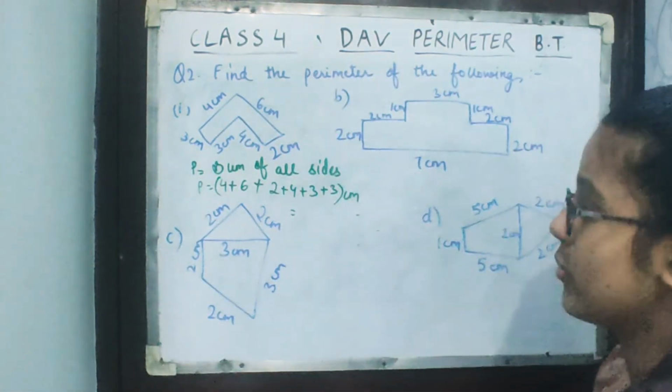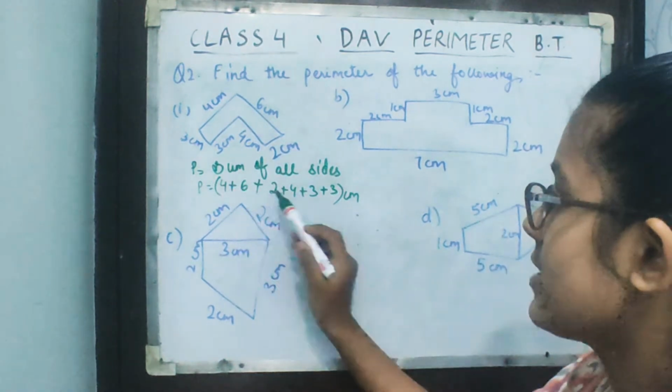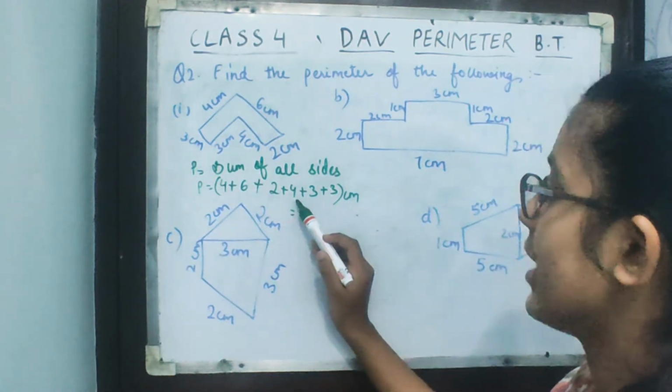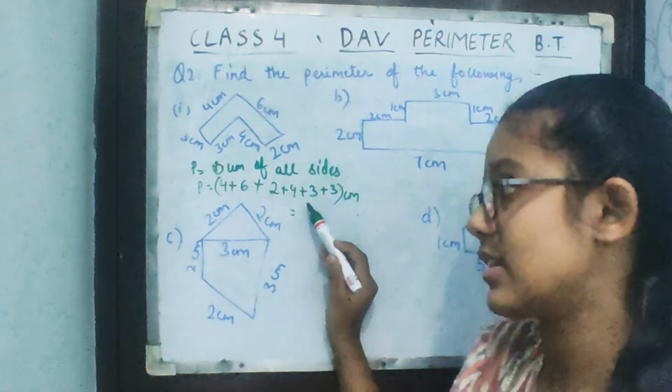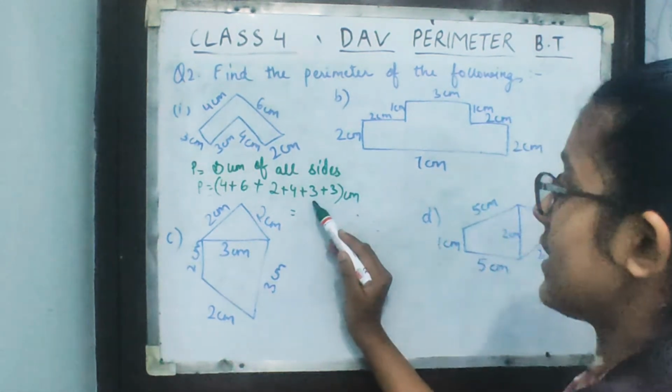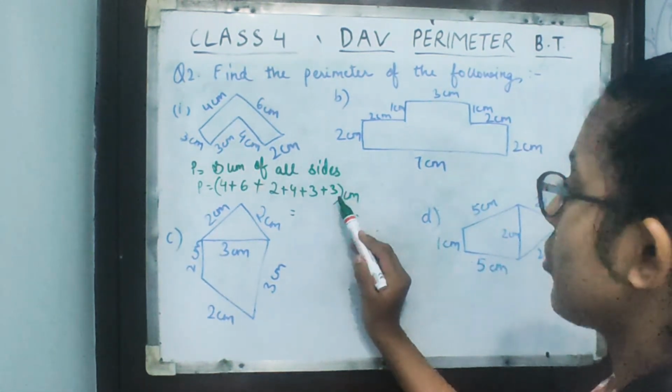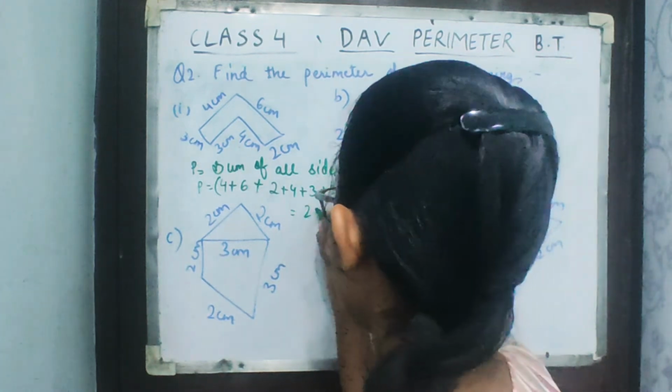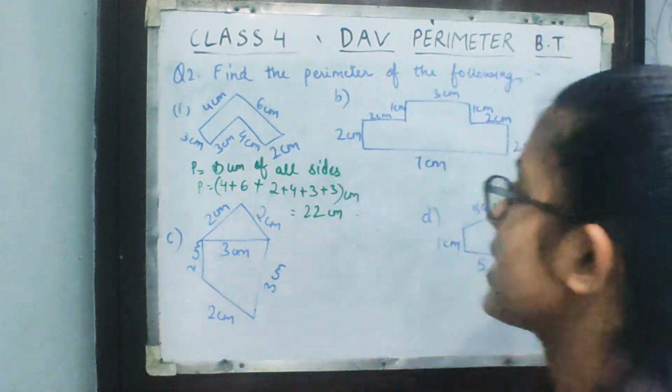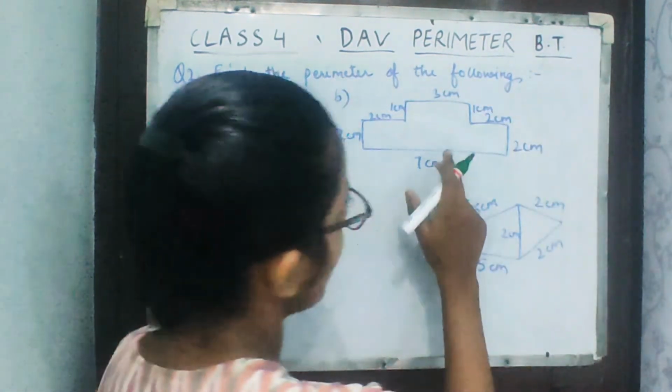So our answer will be what? 4 plus 6, 10, 10 plus 2, 12, 12 plus 4, 13, 14, 15, 16, plus 3, 17, 18, 19, plus 3, 20, 21, 22. So 22 centimeter is our answer. Coming to our B figure.